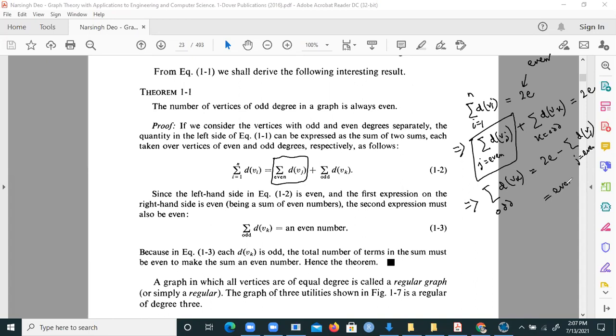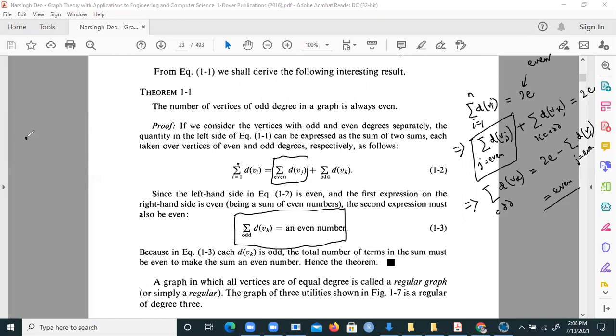And which becomes even. So the sum of this odd number of vertices is also even. So that's why they have got this equation number 1.3. And because in equation 1.3, each d(vk) is odd, the total number of terms in the sum also has to be odd. And therefore, the result proves that the number of vertices of odd degree in a graph is always even.